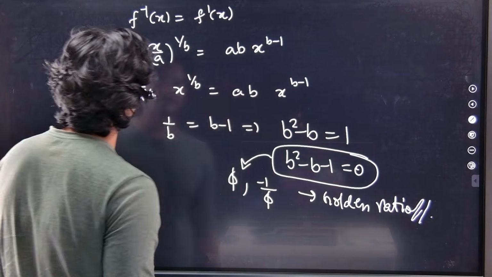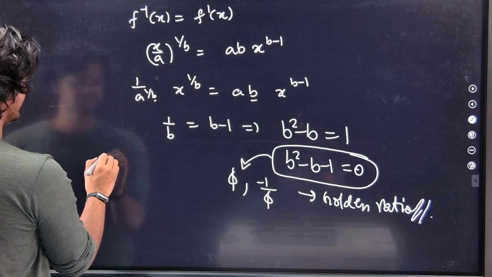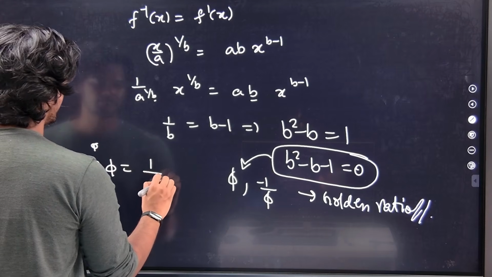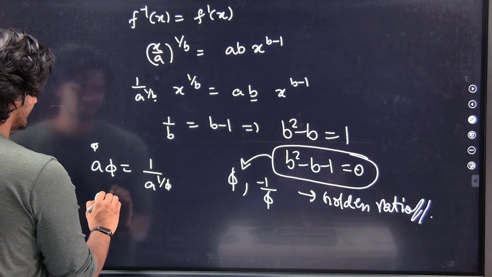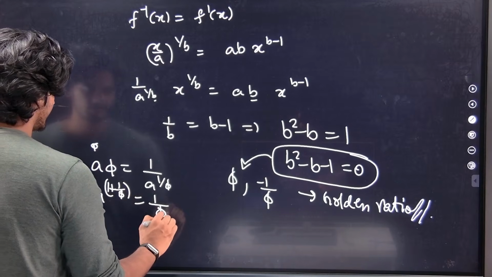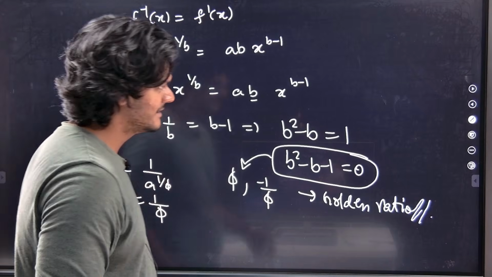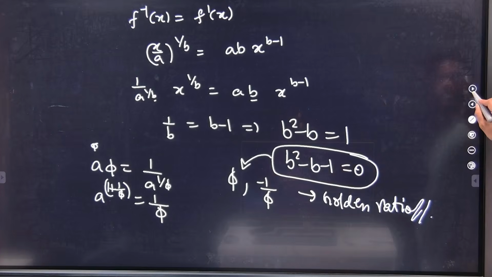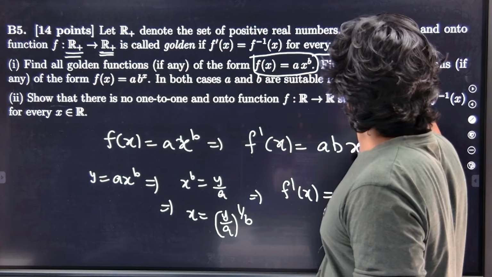So that's about degree. And what about a? The moment you find b, I think you can find a which satisfies a into 5 is equal to 1 by a power 1 by 5. So I hope it shouldn't be difficult. So a power 1 plus 1 by 5 is equal to 1 by 5, and so on and so forth. So you can solve this. So you'll find a, but the b is the golden ratio. So yes, the answer to find all golden functions is yes, you'll get 2 golden functions.